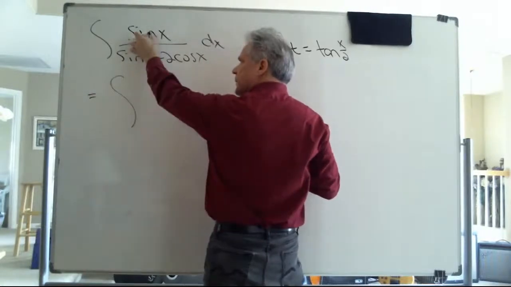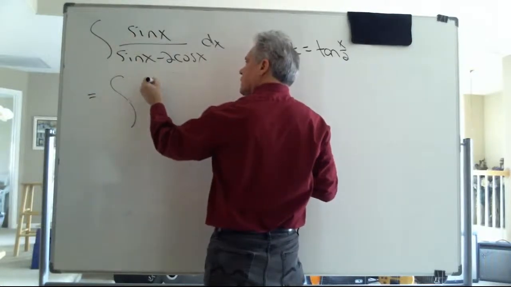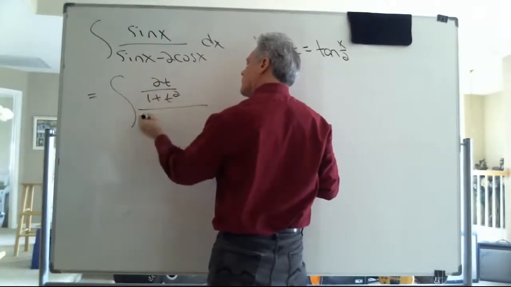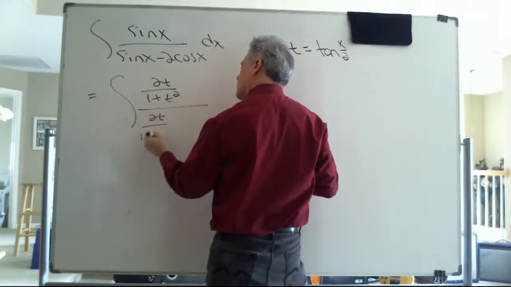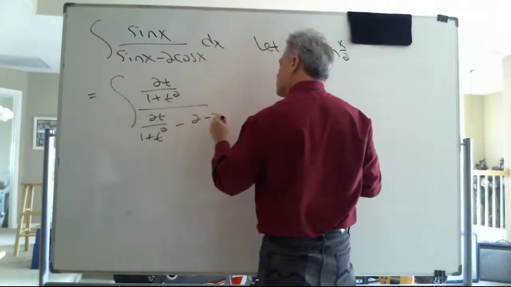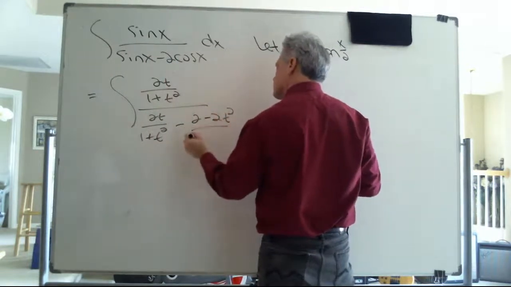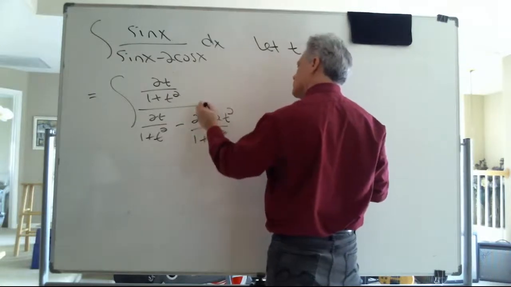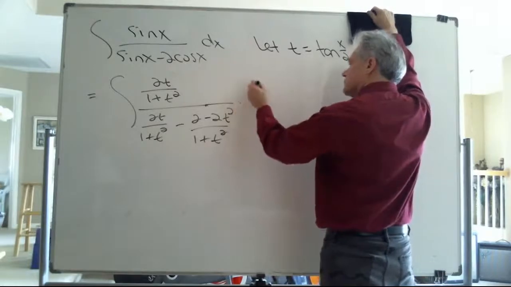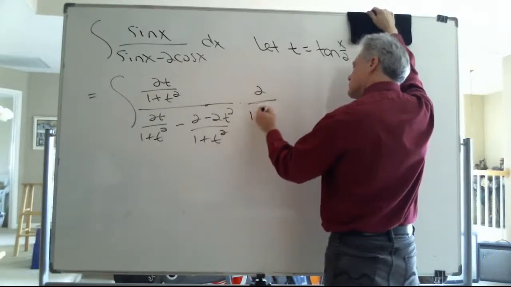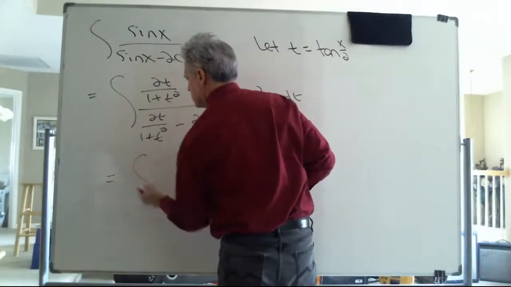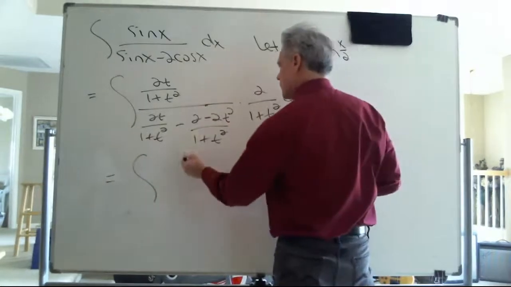But you remember what that says about sine of x? It says it can be interpreted this way. Cosine of x can be interpreted this way. Dx can be interpreted this way. Now I'm cleaning up.